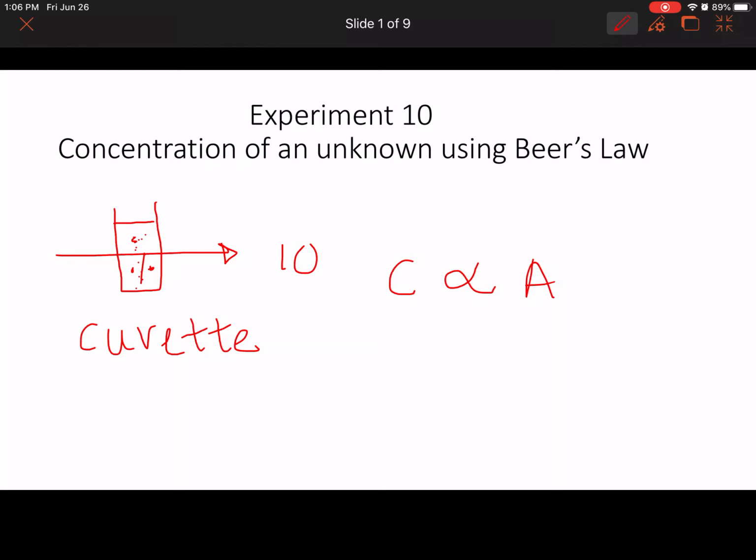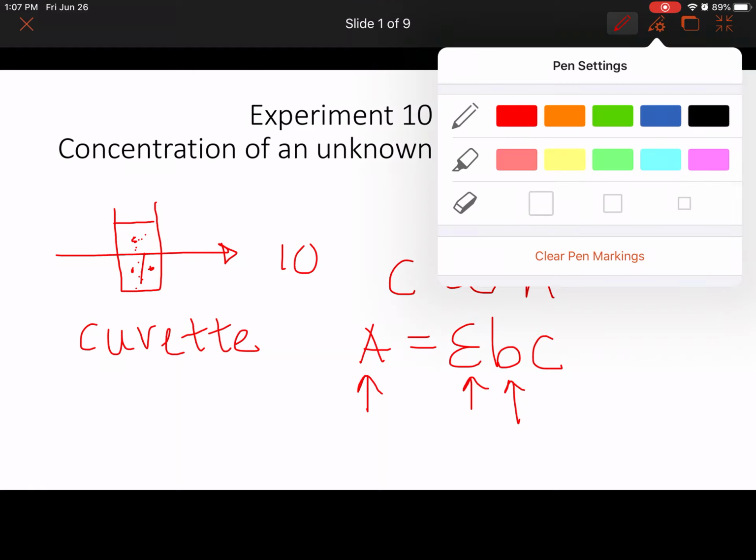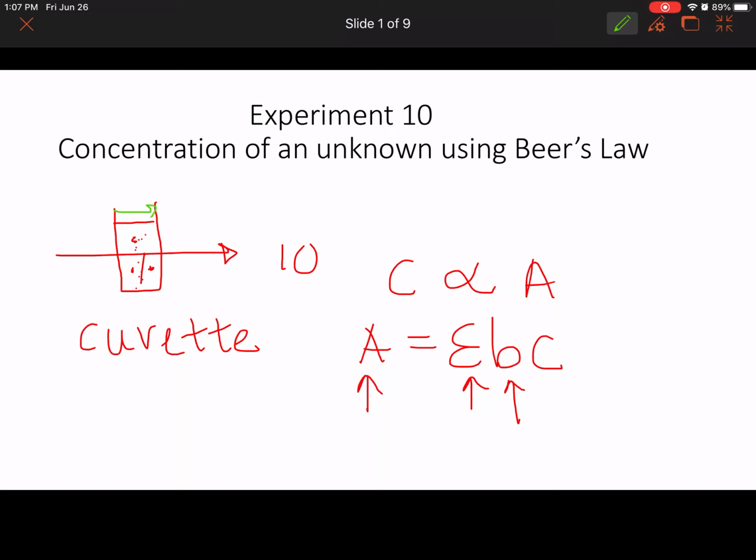That relationship is given mathematically in the form A equals epsilon b c, and we call this Beer's law. Here A is the absorbance, and epsilon is a constant for a particular dye; for Allura red that would be a constant. Here b is the path length. What is the path length? Path length is the distance from one inner wall to the other inner wall in the cuvette. Normally it is designed as 1 centimeter, so b is 1, and here c is the concentration.